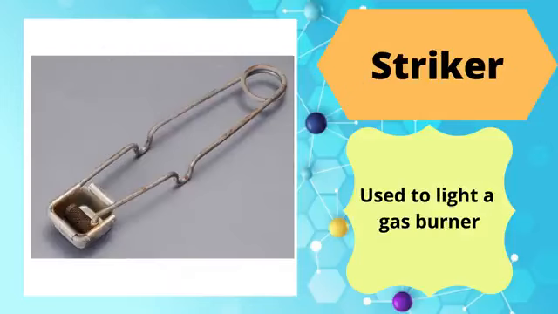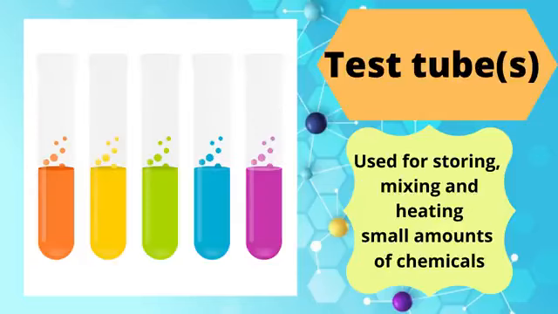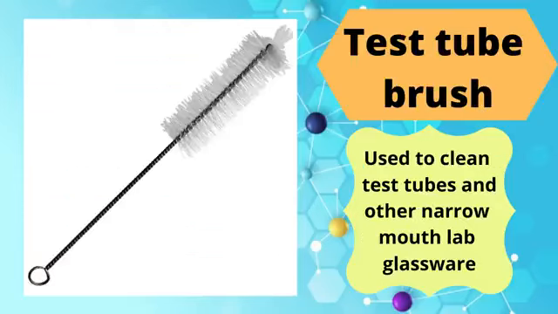Striker, used to light a gas burner. Syringe, used to inject or withdraw fluid. Test tube, used for storing, mixing, and heating small amounts of chemicals. Test tube brush, used to clean test tubes and other narrow-mouth lab glassware.